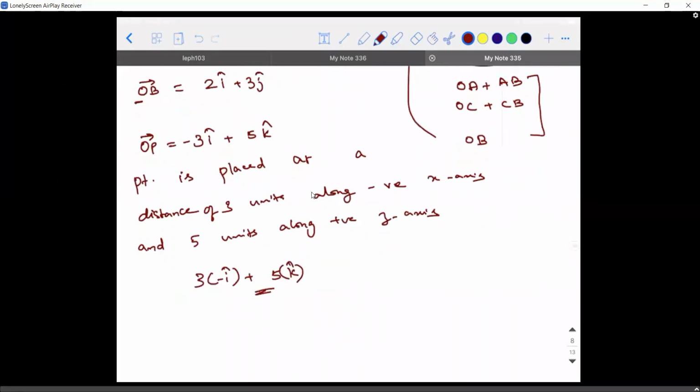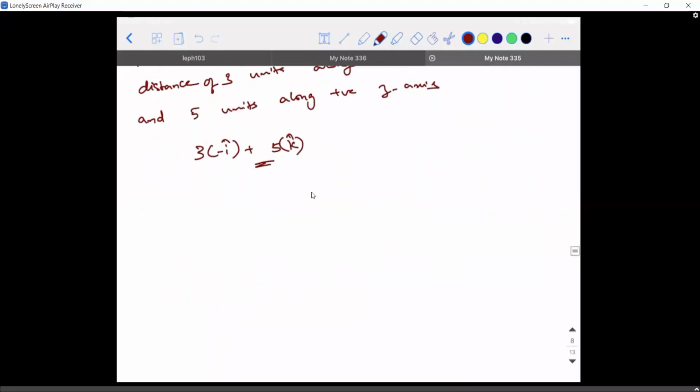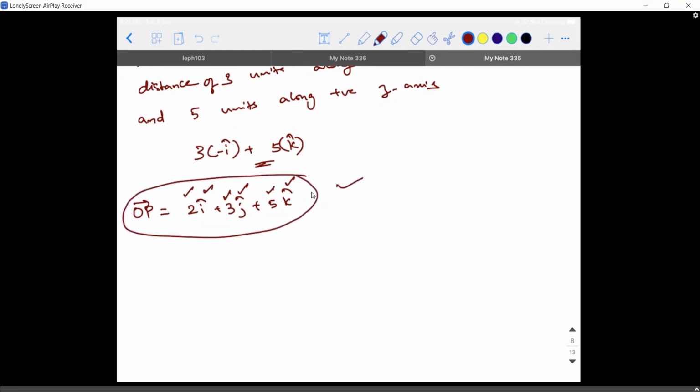Okay, this is all about two dimensions. Suppose you have a three-dimensional space, then OP vector can be written like this: 2i cap plus 3j cap plus 5k cap. All these numbers are randomly chosen, so don't try to analyze any relation between them. So 2 units along the positive x direction, 3 units along the positive y direction, and 5 units along the positive z direction. Am I clear, guys? So this is all about the orthogonal unit vectors. If you're clear with this, I'll move on to the next concept.